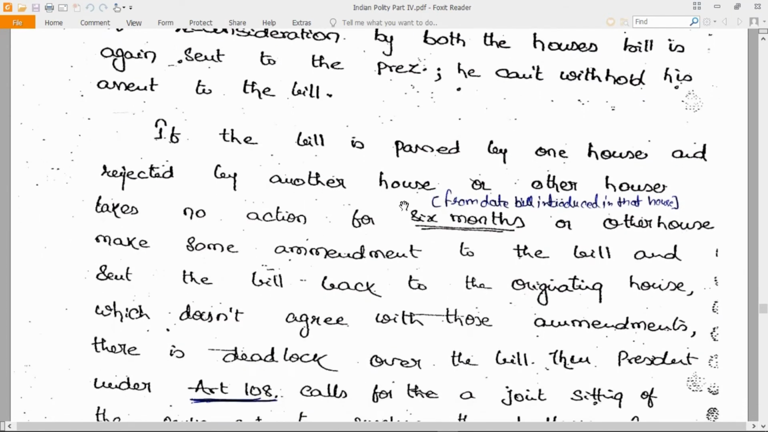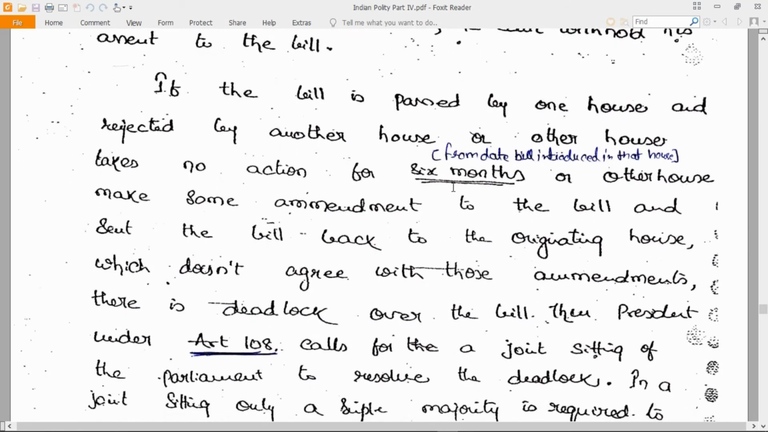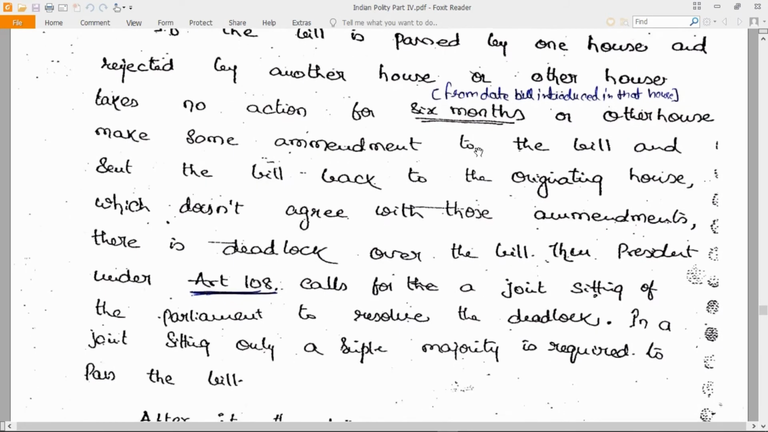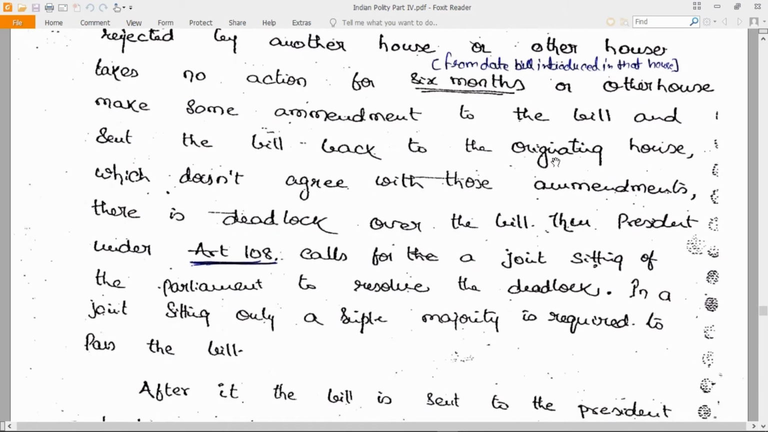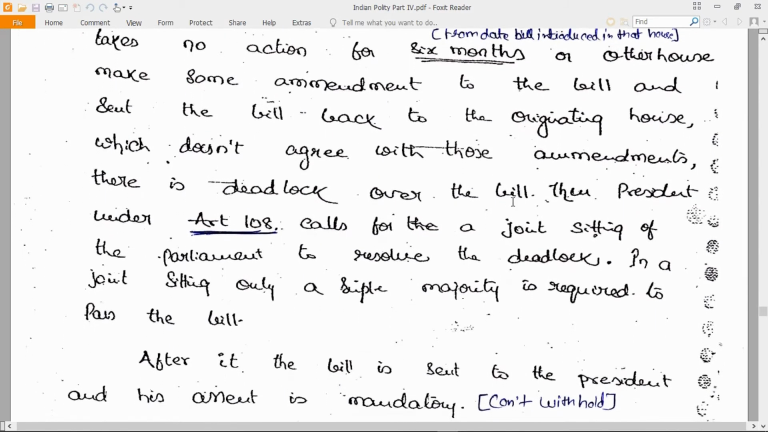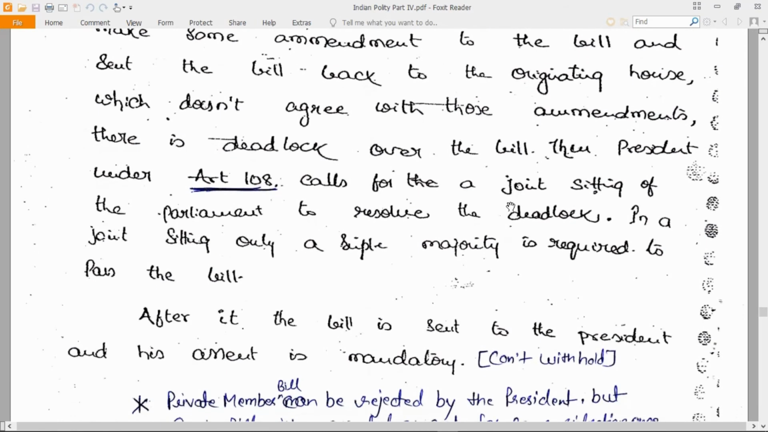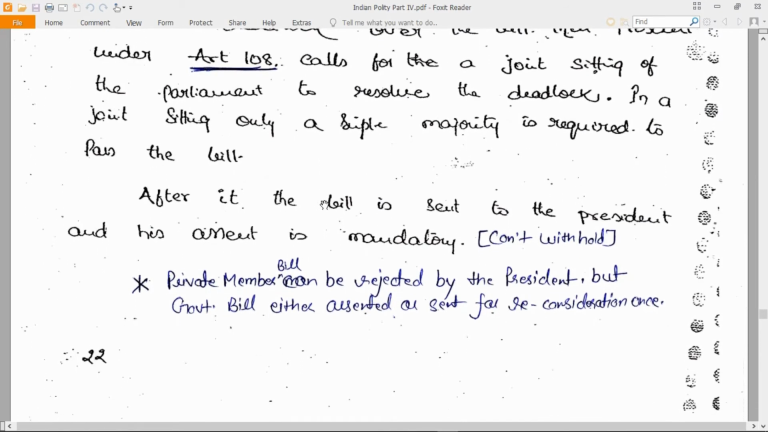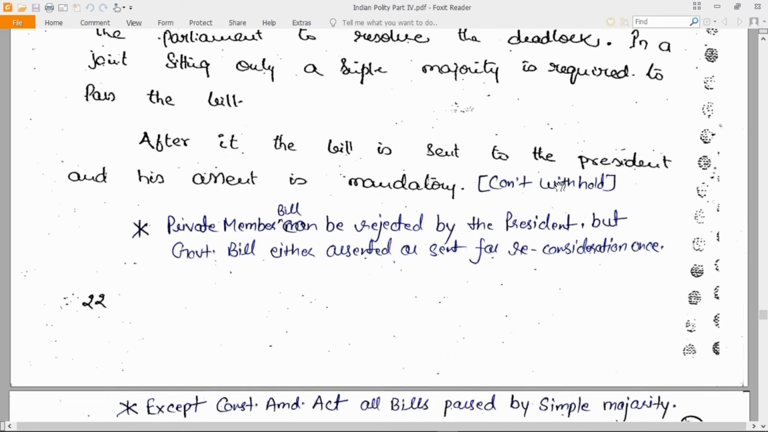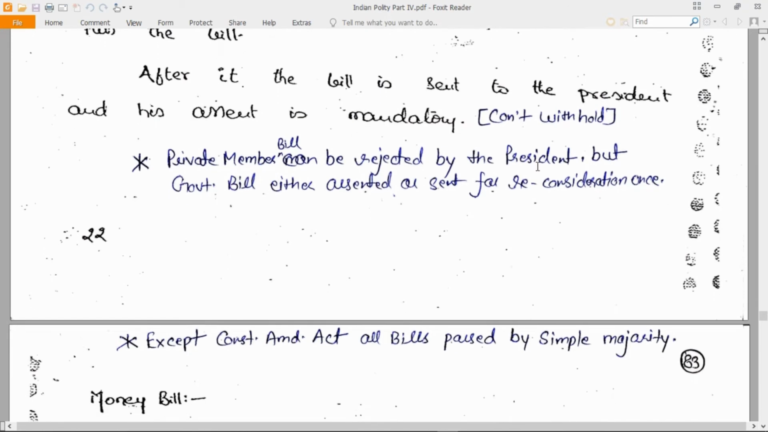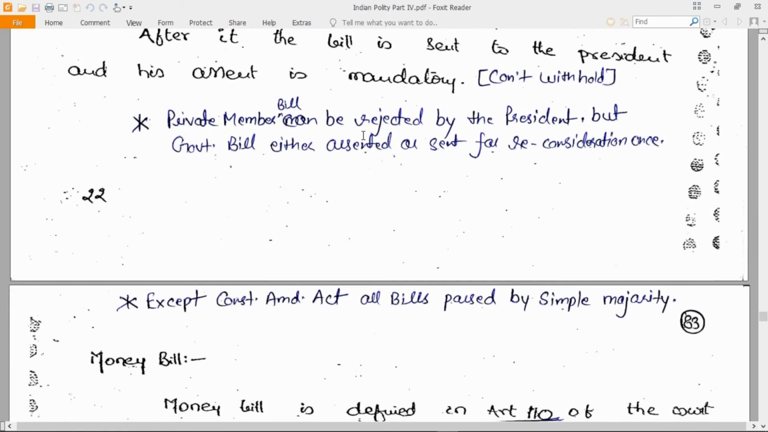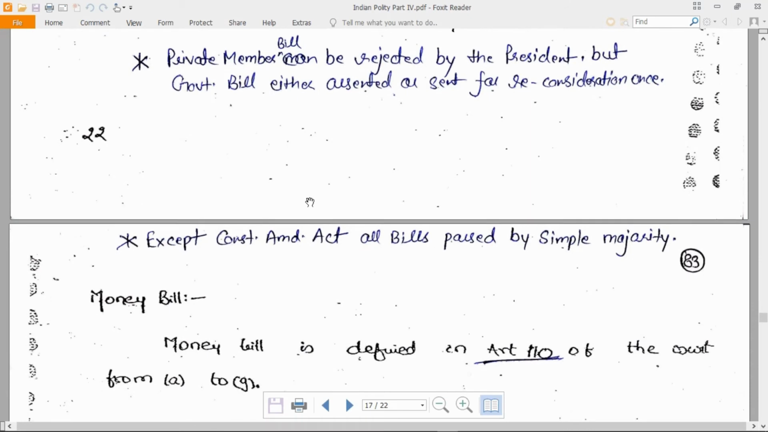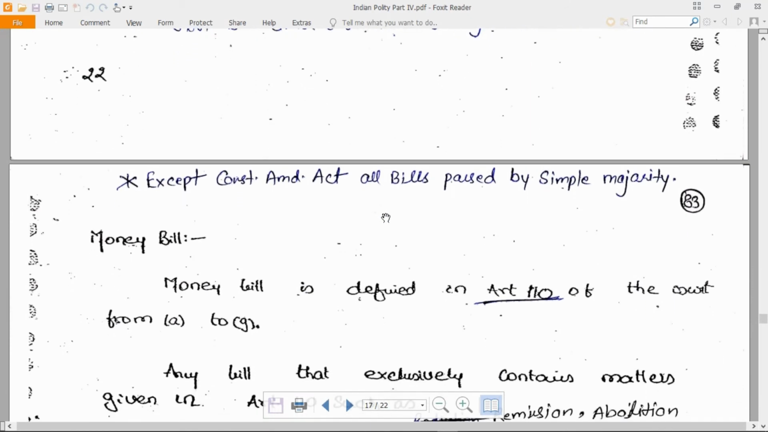If the bill is passed by one house and rejected by the other house, or the other house takes no action for 6 months from the date the bill was received, or the other house makes some amendment to the bill and sends it back to the originating house, which doesn't agree with those amendments, there is a deadlock over the bill. The President under Article 108 calls for a joint sitting of the Parliament to resolve the deadlock. In a joint sitting, only a simple majority is required to pass the bill. After the bill is sent to the President, his assent is mandatory; the President can't withhold it this time. Now, a private member bill can be rejected by the President, but a government bill is either assented to or sent for reconsideration once. Except the Constitutional Amendment Act, all bills are passed by simple majority.